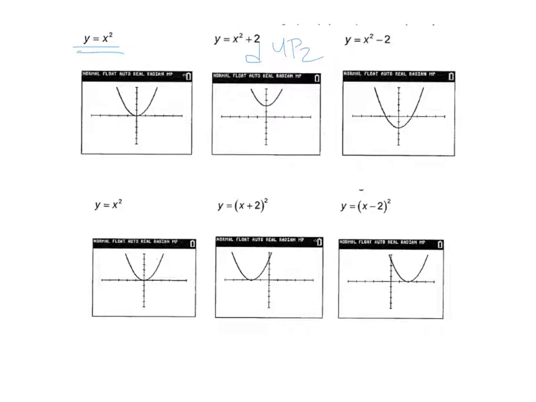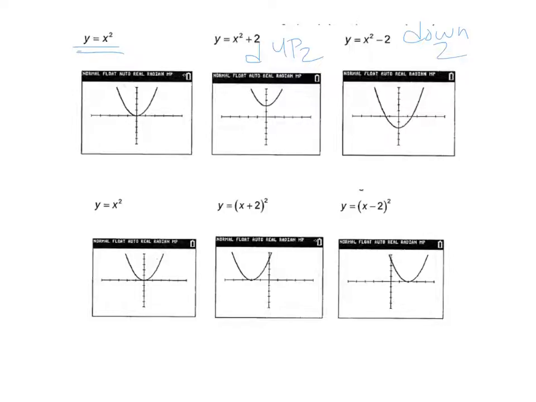The next one is minus 2. So that means we should move the graph down 2. These graphs are meant to be drawn by hand. Don't draw them on your graphing calculator. But I screenshotted the calculator because they look nicer.